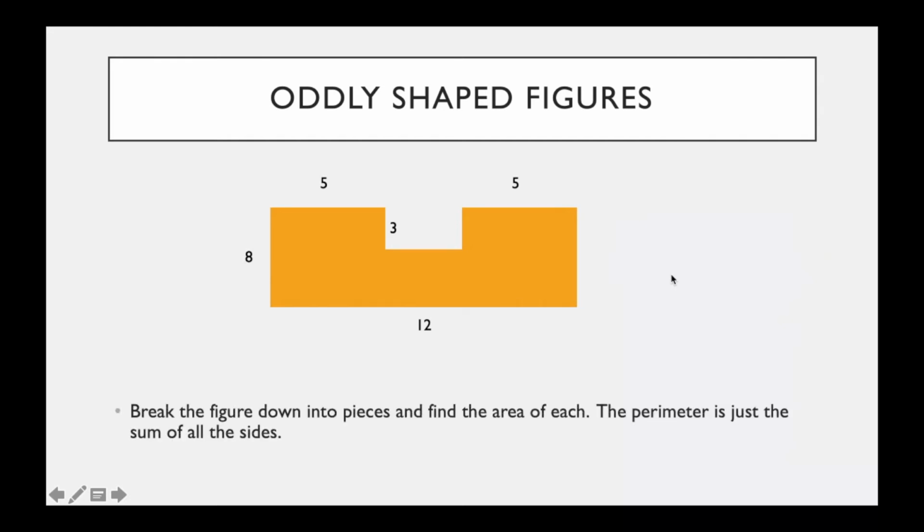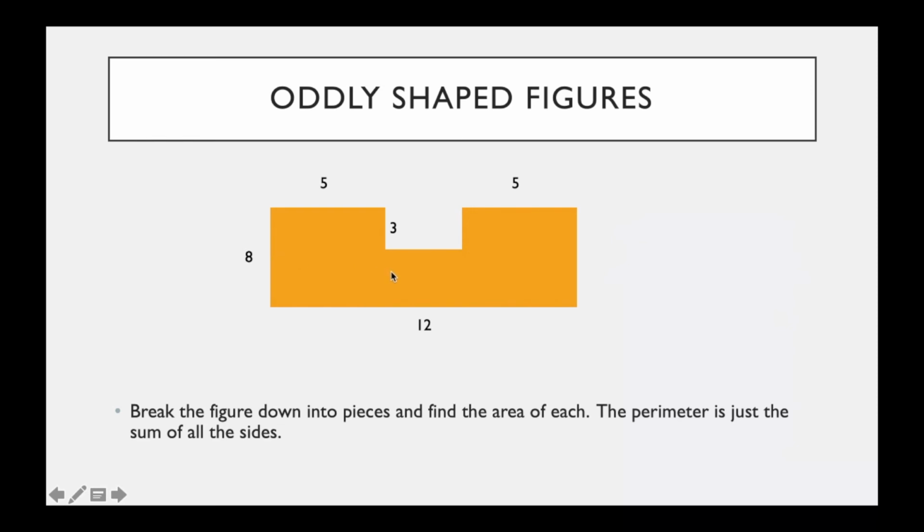Now, for area, you can do this one of two ways. You can do this additively by breaking this into small shapes and adding them up, or you can do it subtractively. In this case, you could do 12 times 8 to get the area of the whole thing, including this section that's marked out, and then subtract from it 3 times 2 to get what you need to take out.